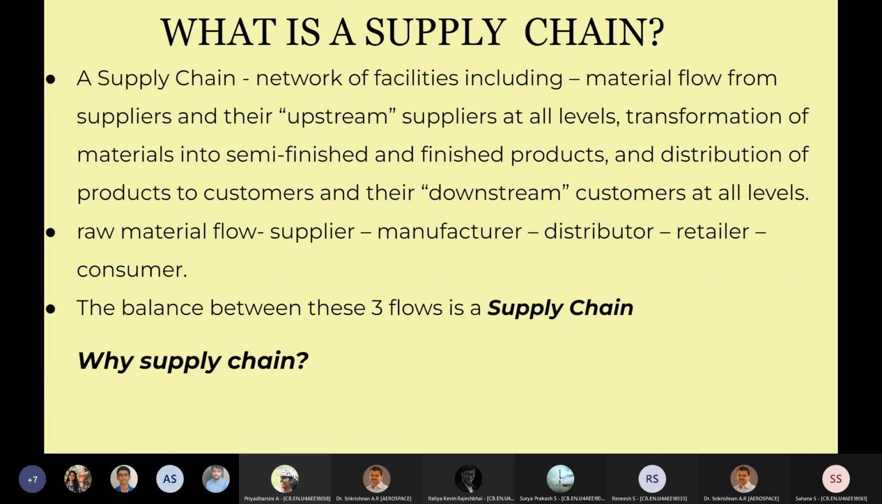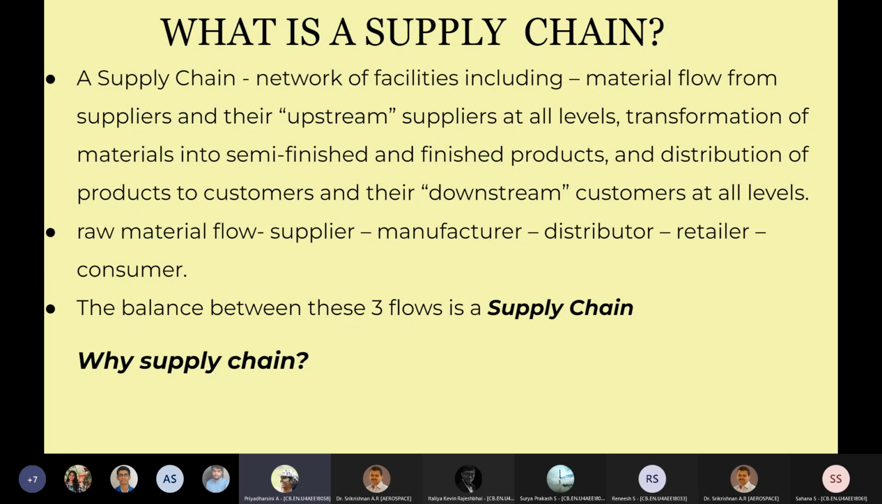Next slide. First, we will look into what a supply chain is. A supply chain is a network of facilities, including material flow from suppliers and their upstream suppliers at all levels, transformation of materials into semi-finished or finished products, and the distribution of products to customers and their downstream customers at all levels. This is the definition of supply chain. The raw materials flow follows supplier, manufacturer, distributor, retailer, and then consumer.